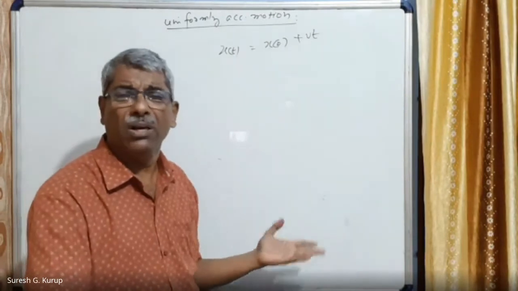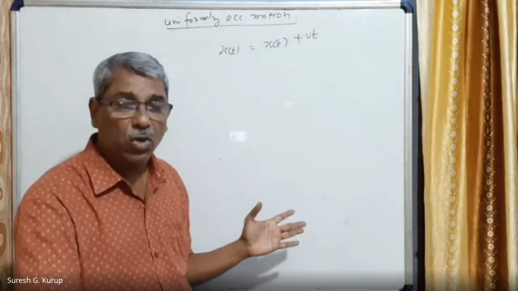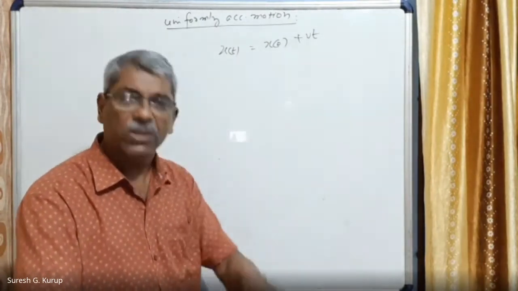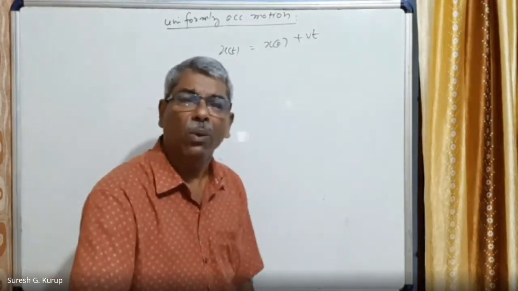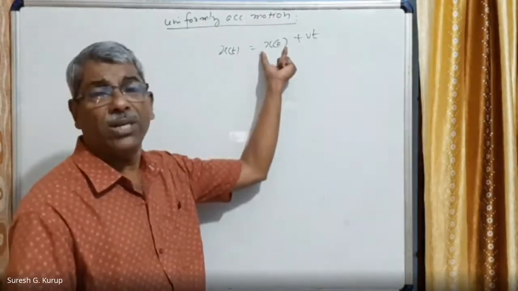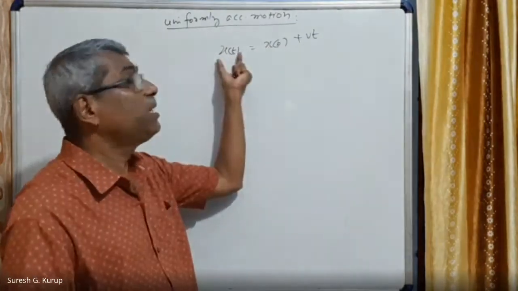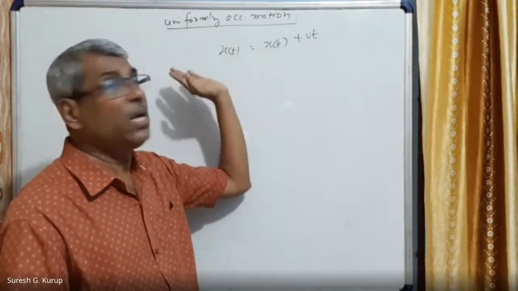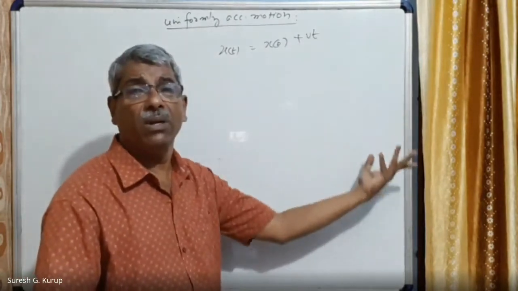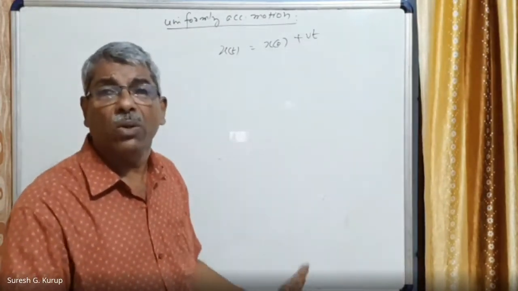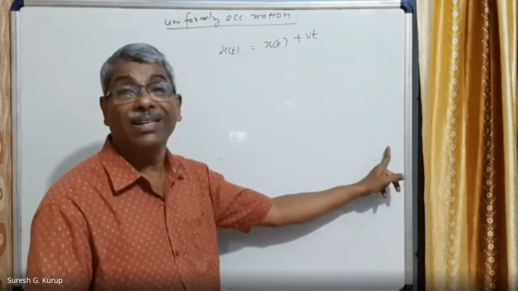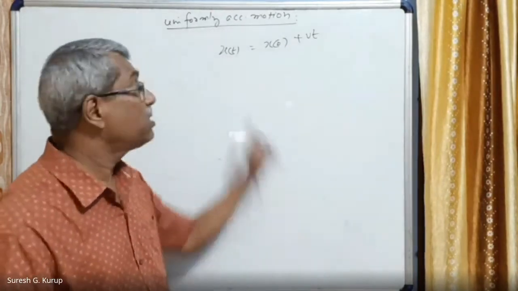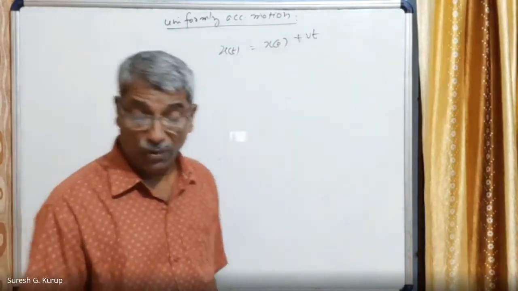That depends on what you measure. So when you open your eyes and watch the body starting from a point, that is x0, at time t equal to 0. After that, the body is moving. When the time is t seconds, what is the total distance traveled by the body from the origin? This is x, and v is the uniform velocity.